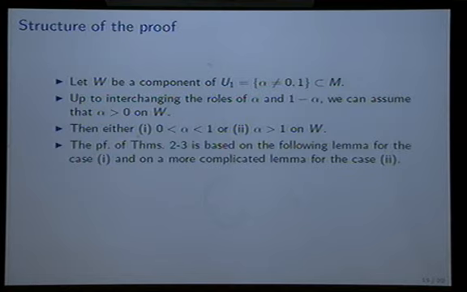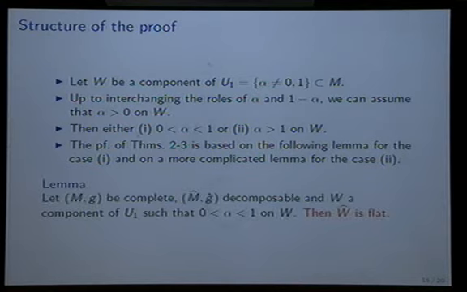And so the proof of the previous theorems for the complete case and compact case is based on the following lemma, which covers this first case. For the second case, we have a similar lemma, but it's more complicated to state, and I do not even state it here. So it's this lemma. We assume now that the manifold is complete, that the cone is decomposable, and that W is a component of this open set U1, such that alpha lies between 0 and 1. Then one can prove that the cone over this component is flat. And this means that the base has constant curvature 1.